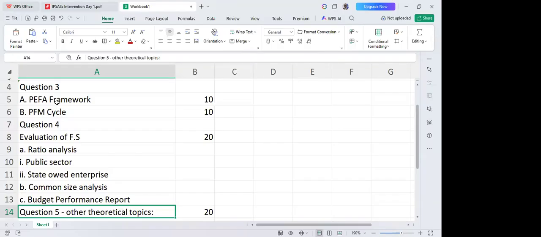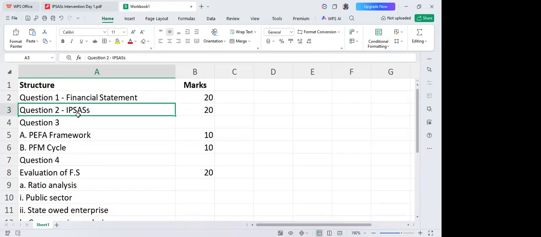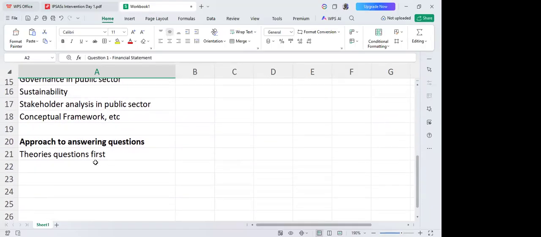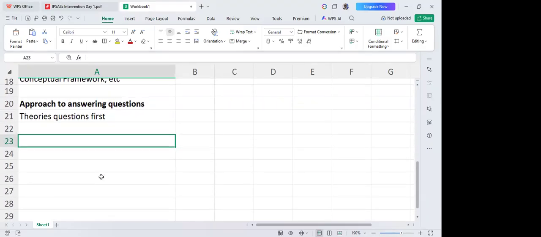Then from there you move on to the IPSAS in that regard. Do your best there. Then you end with question one. So this is the approach I recommend for answering the question. Now let me look at common mistakes.